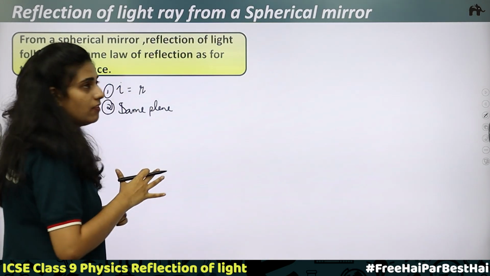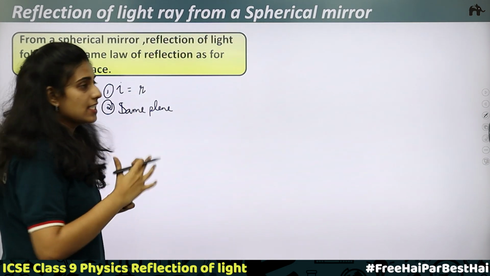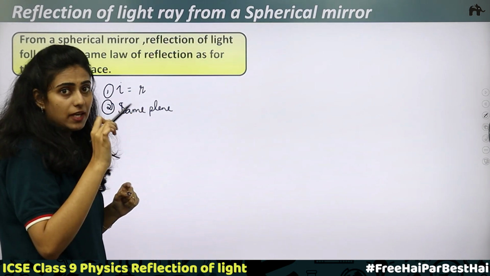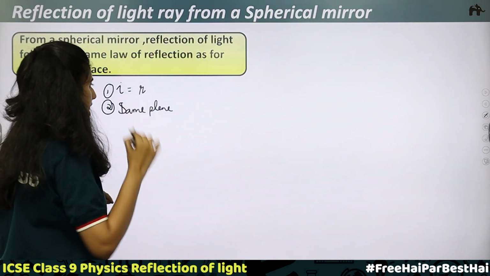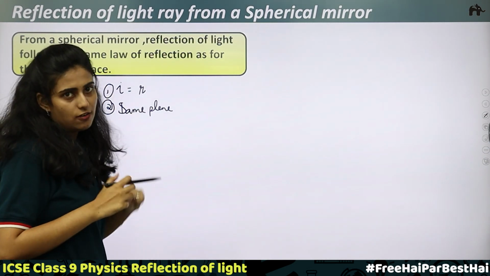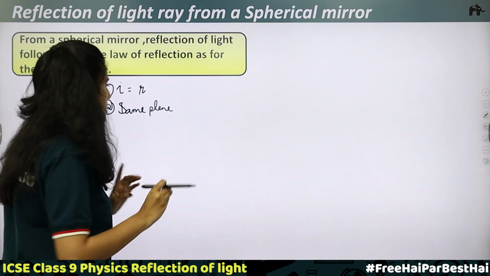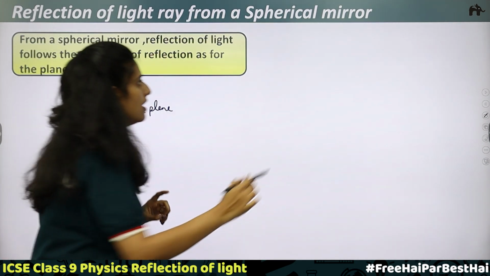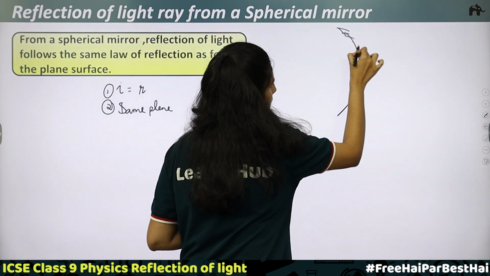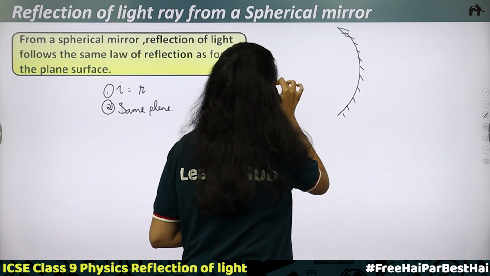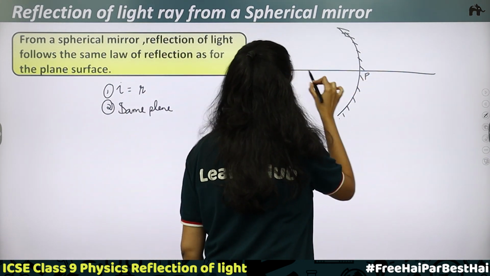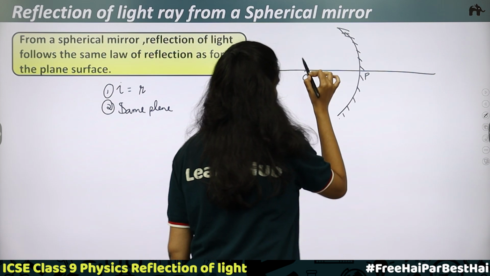In the case of a plane mirror, a light ray which strikes the mirror gets reflected. The angle between the incident ray and the normal, which is the angle of incidence, is equal to the angle between the normal and the reflected ray, which is the angle of reflection. We have studied this. Now we will take the case of spherical mirrors. First, we'll consider a concave mirror. Here we have a concave mirror. This is the principal axis, here we have the pole, and here we have the center of curvature.